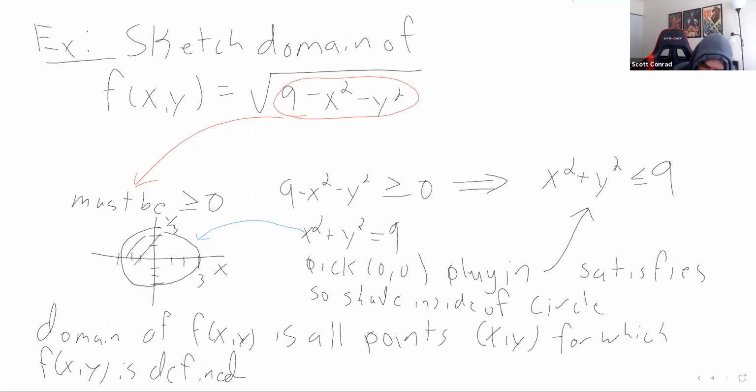So now we're including everything inside the circle. And since it's less than or equal to, it also includes the circle x squared plus y squared equals 9. So you change the inequality to an equal sign, draw your curve, and it's going to divide your space into two pieces. You pick a point either inside or outside, and if it satisfies the inequality, everything on that side is included. If it doesn't, then everything on the other side is included. Does that make sense?